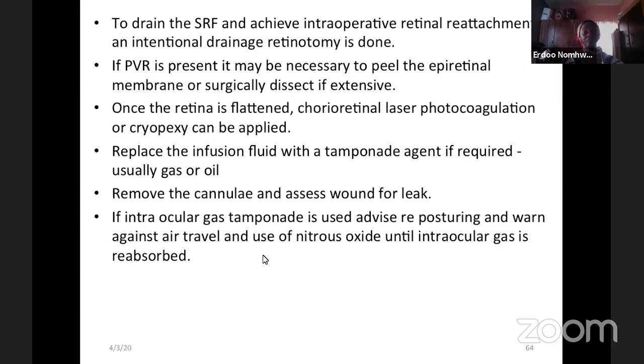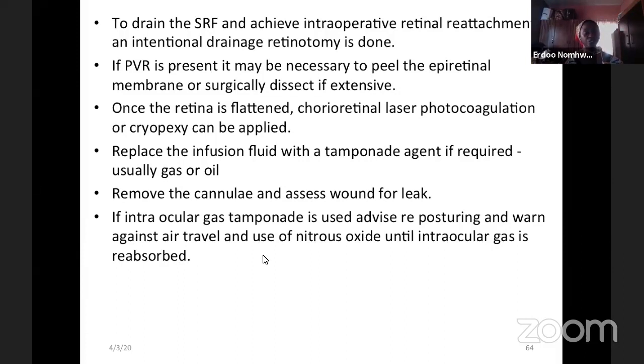Then if you notice the retina is flattened, that is the time to apply your laser or your cryoprobe, whichever one is available. And then because you're trying to remove almost most of the vitreous, what is in the vitreous, you will need to replace with the tamponading agent. Like I said earlier, it could be gas, it could be oil, it could be the perfluorocarbons. Then you remove your cannula, but because the port of entry is very small, using the newer methods, you may not really need to suture. All you need to do is just assess the wound for leak.